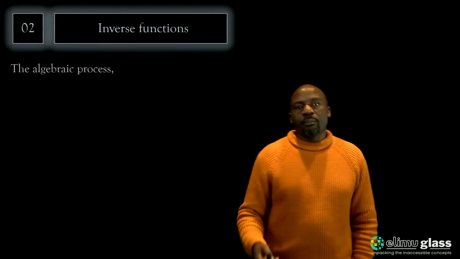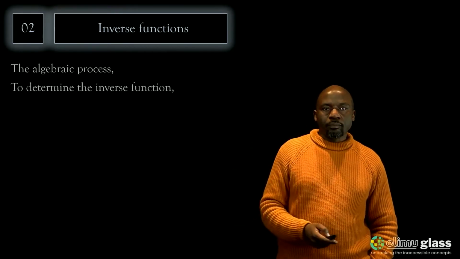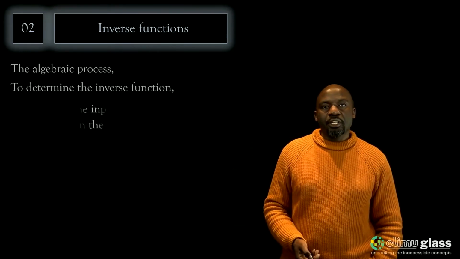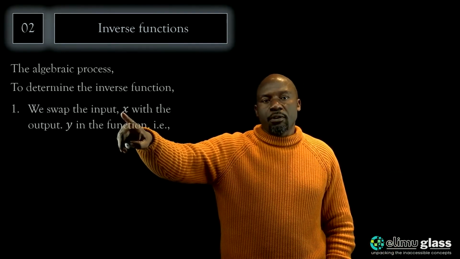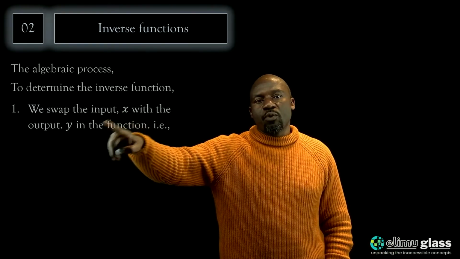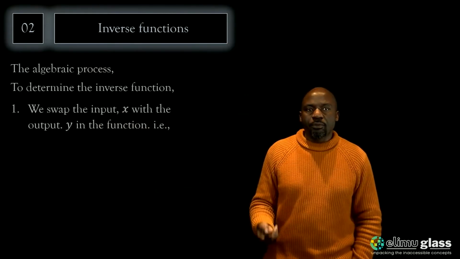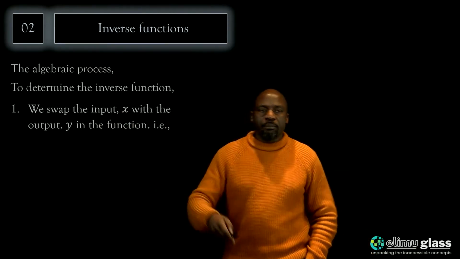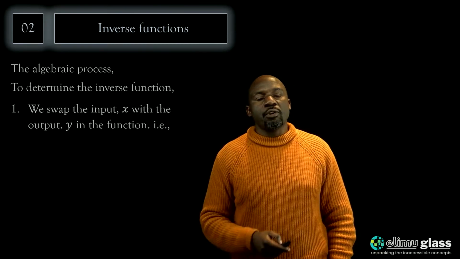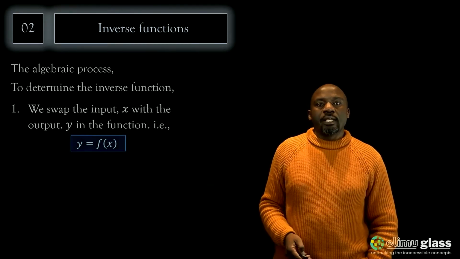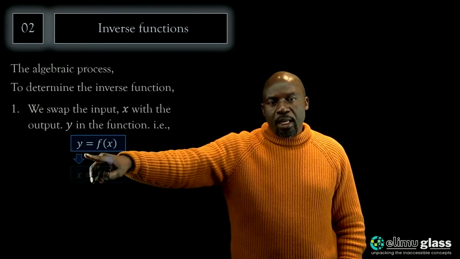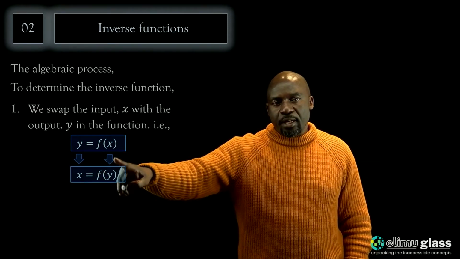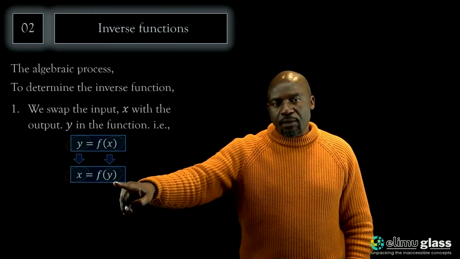The algebraic process involves, if we want to determine the inverse function, the first step: simply swap the input. So swap x with y. Where there is x, put y, and where there is y, put x. That's the first step when you're looking for the inverse of a function.